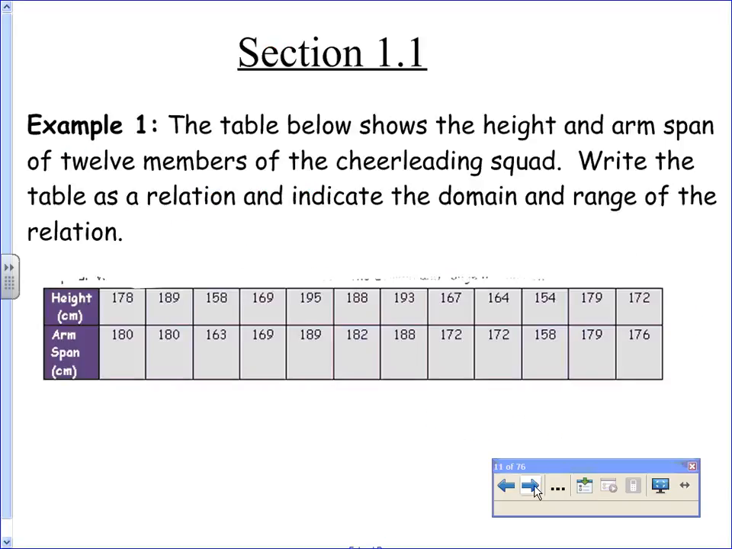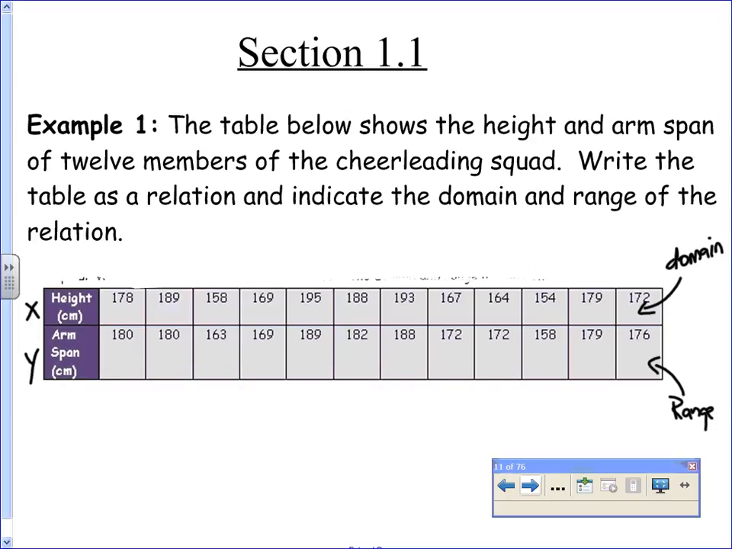All right, here we have an example. This is just a set, and it's some values here. So the table below shows the height and arm span of 12 members of a cheerleading squad. And what we want to do is to write the table as a relation and indicate the domain and the range. Well, right now all we're going to worry about is just talking about what the domain and the range is. It doesn't really tell us what the input and the output is here. We're just going to assume that it's usually written, whereas this is our domain, usually either on the left or on the top, and this is usually our range, okay?